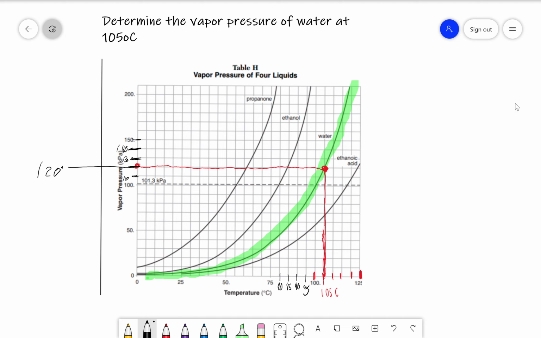So this right here is 120 kilopascals, and that lines up on my water curve with the spot where I have 105 degrees Celsius. So what is my vapor pressure of water when my temperature is 105? Well, it's 120 kilopascals.